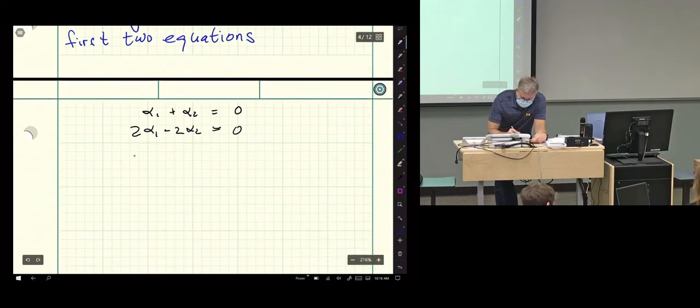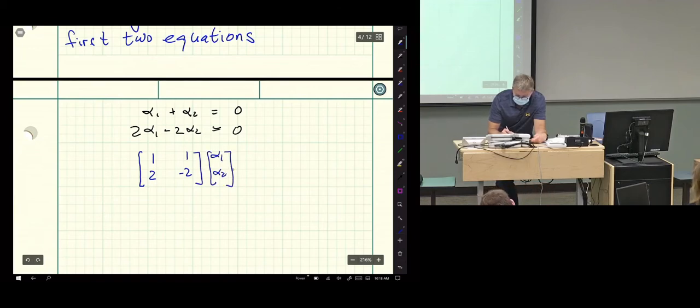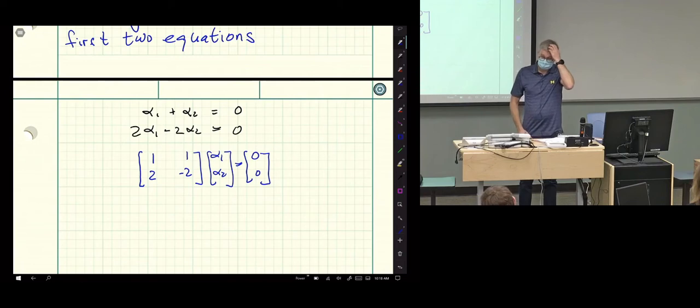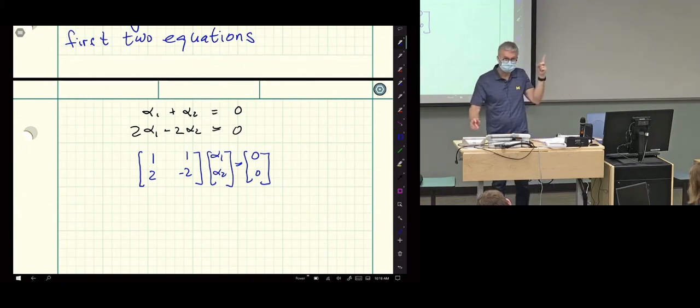So what if we write that as a matrix? [1, 1; 2, -2] times [alpha 1; alpha 2] equals [0; 0]. Now, if we can prove that this matrix equation has only one solution, what does that solution have to be?